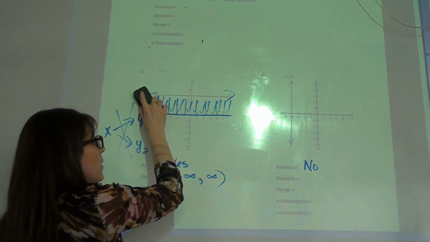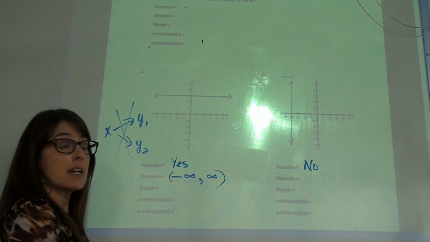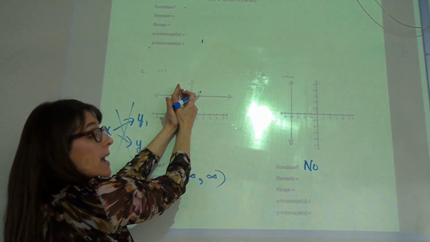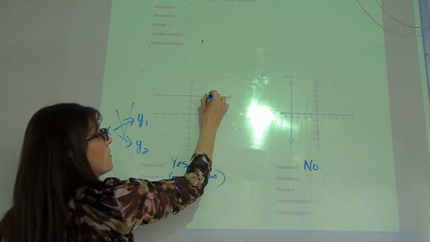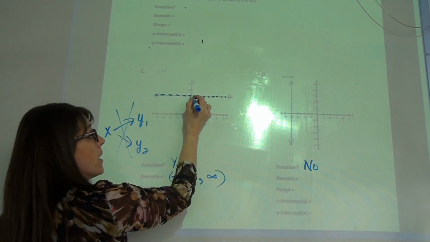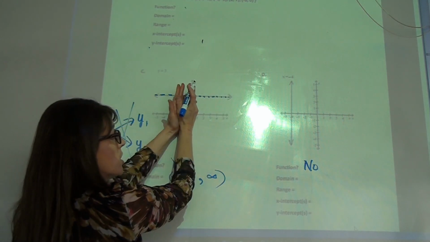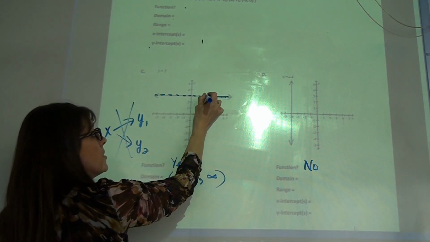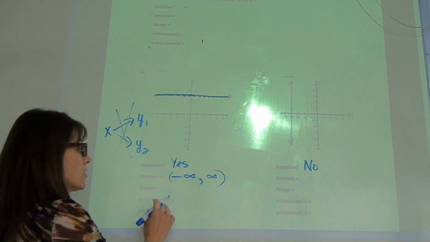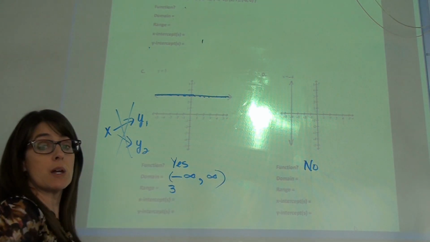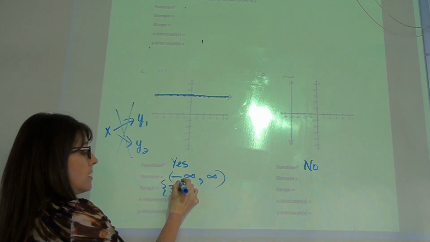Now, when I go to look at the range for this one, yet again, the idea is let's squish it up on the y-axis to see what y values are included in the graph. Every one of these points here has a y-coordinate of 3. If I squish it up on that y-axis, all these are coming back here and all these are coming back here to that point of 3. So my range has one single number in it. That's it. It is 3. Nothing more than that.